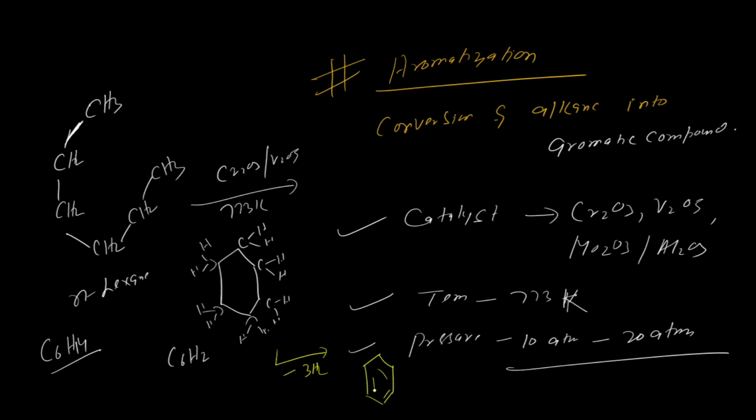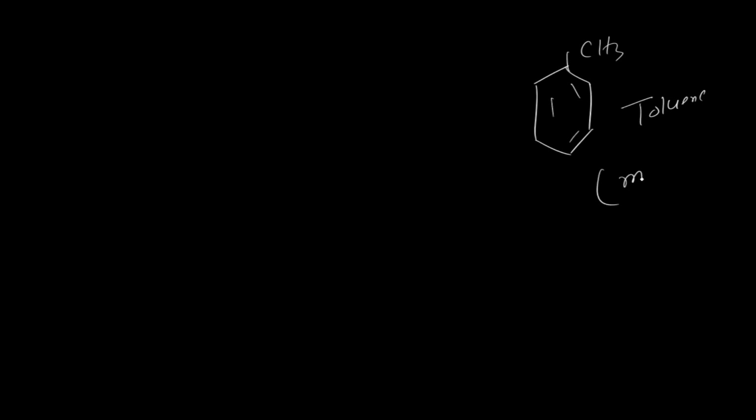This is your benzene, a cyclic compound having alternate double bonds. Benzene has the molecular formula C6H6. So with the help of n-hexane, it gets converted into benzene. Now I'm giving you a question: which alkane will we use to get toluene? Toluene is benzene having a CH3. Methyl benzene is known as toluene.